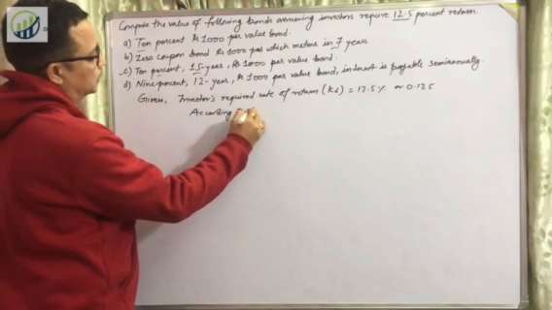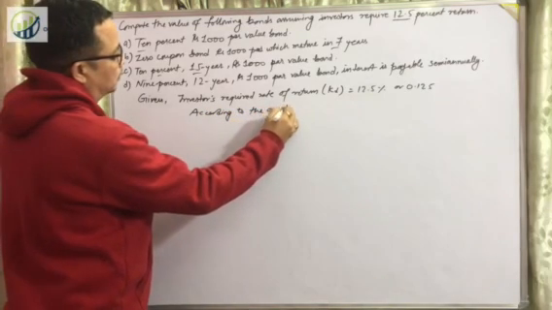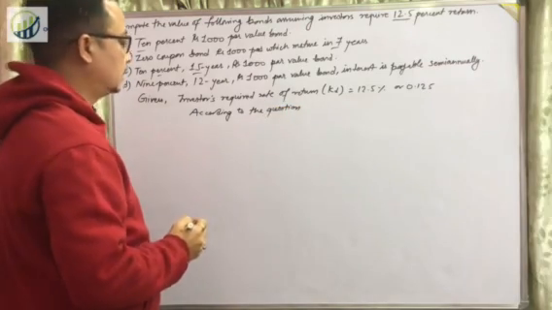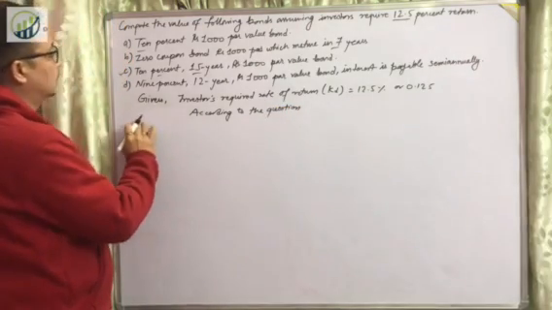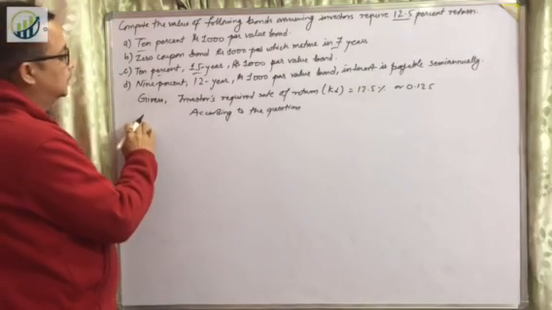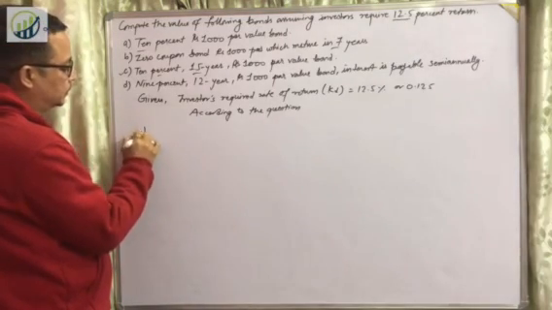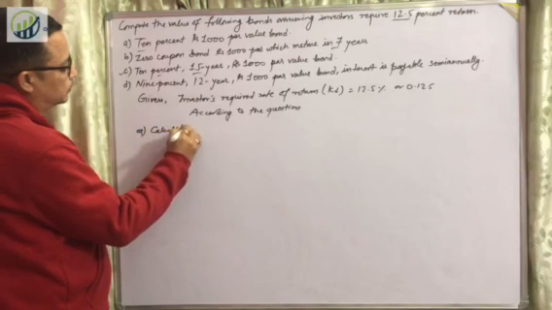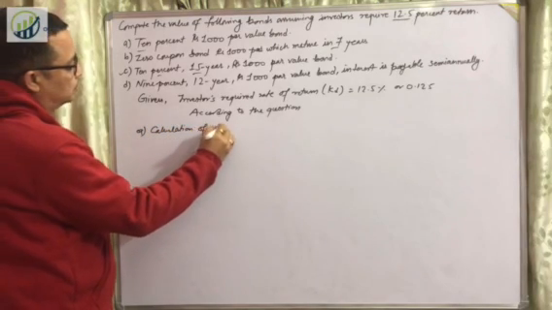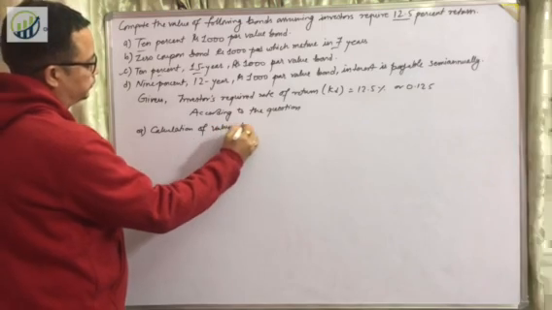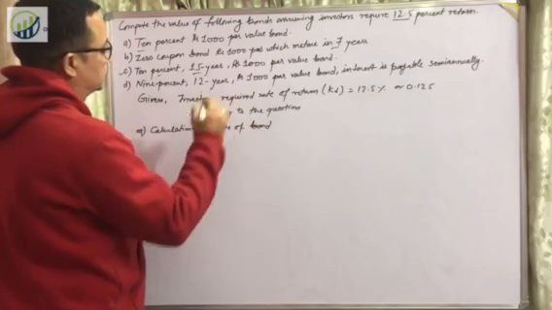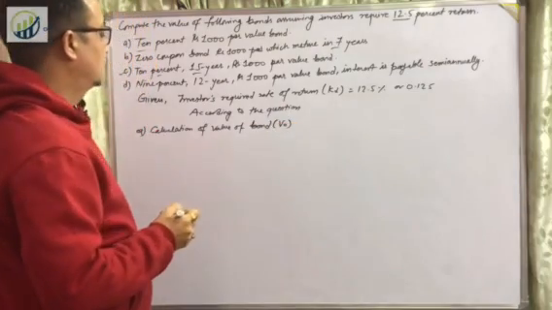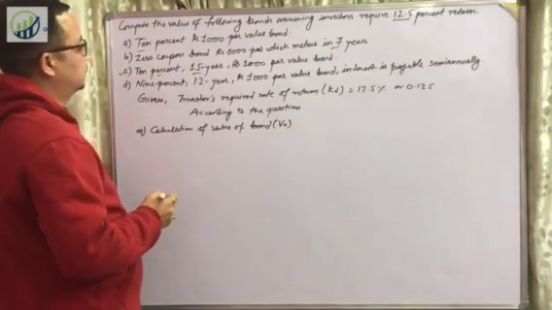Then in the first, you have to write according to the question. All the information which are given here you can write according to the question, and then now find the value of bond for each type of bond. So now A here, calculation of value of bond B0.